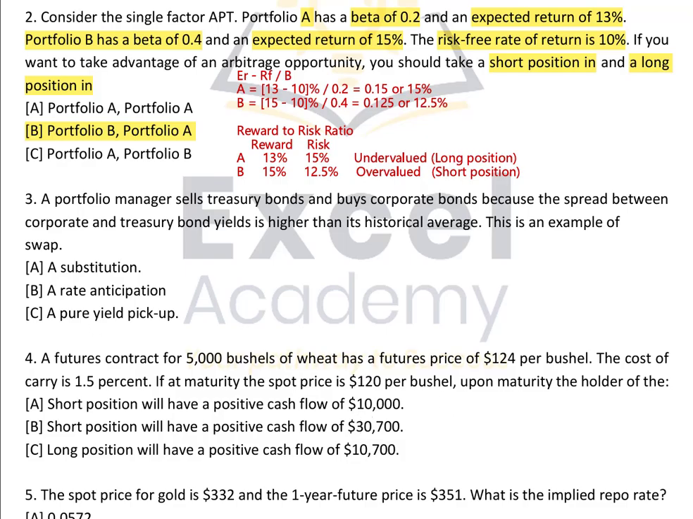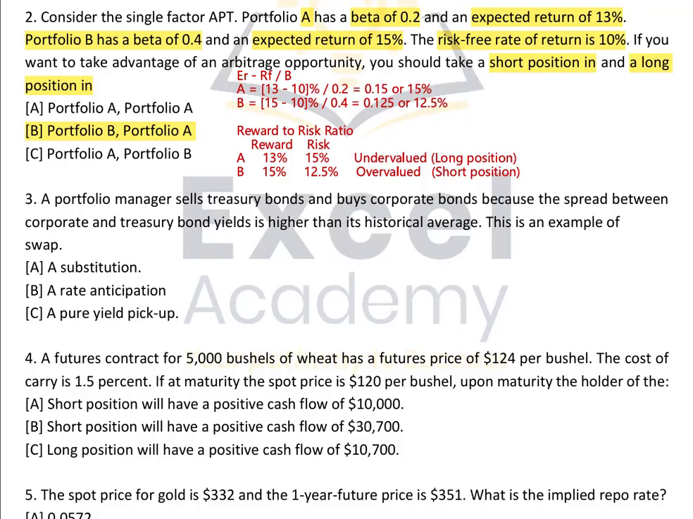Number 3, a portfolio manager sells treasury bonds and buys corporate bonds because the spread between corporate and treasury bonds is higher than its historical average.